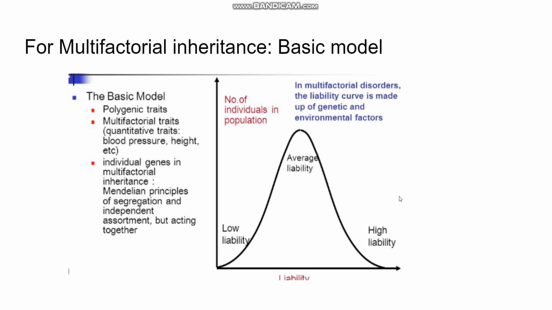Now for multifactorial inheritance, we work with the multifactorial basic model, which explains quantitative traits such as blood pressure and height. And this is a bell-shaped distribution curve, as you see here, explaining that many of these quantitative multifactorial traits can be explained via this bell-shaped curve.